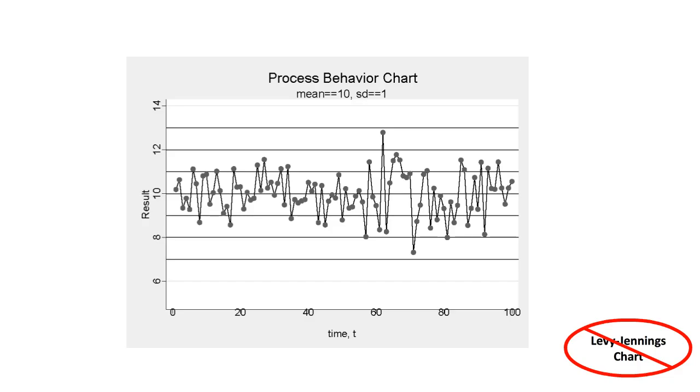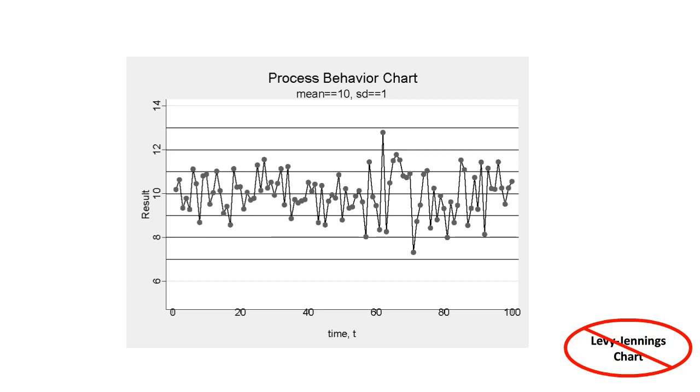Let's start with the process behavior chart. You may know this as a Levy-Jennings chart, but that's a useless name because it isn't descriptive. These charts should be called process behavior charts because that's exactly what they describe. Also, a Levy-Jennings chart refers to a particular type of process behavior chart. A Levy-Jennings chart refers to a process behavior chart where each point represents a single measurement.